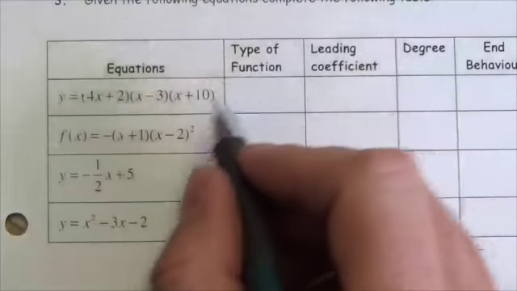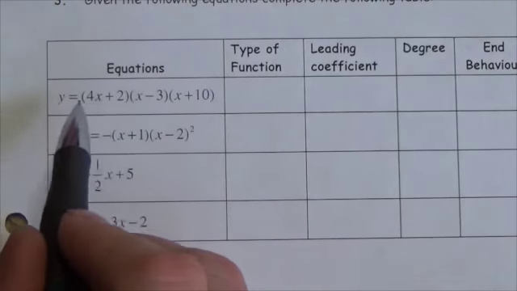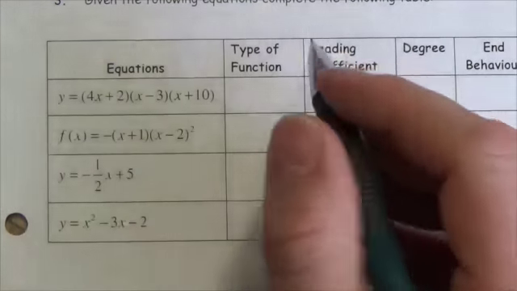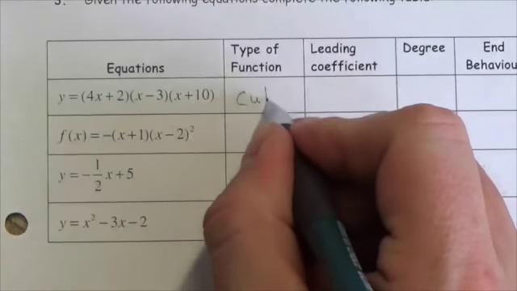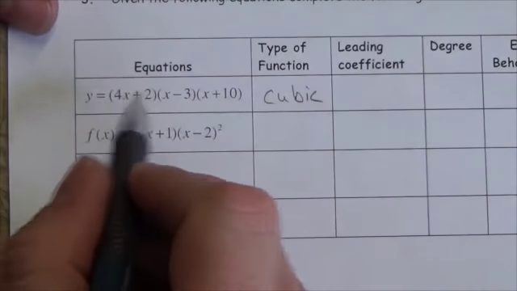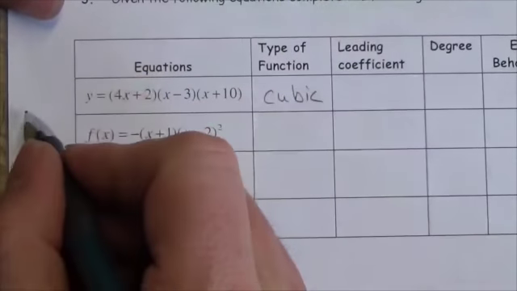So type of function. Notice that I've got 3 linear factors. This is a degree 1 factor, degree 1, degree 1. 3 of them means this is going to be a degree 3, and that's what we call a cubic. Okay? In fact, it's a positive cubic because the leading coefficient here, I can see that there's no negatives in front. It's going to look like this.